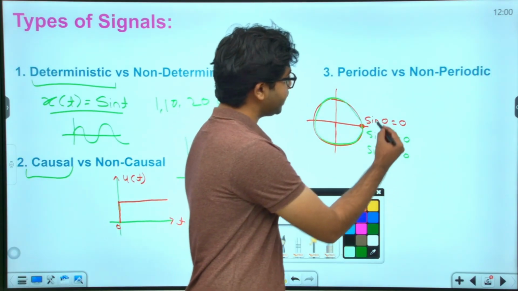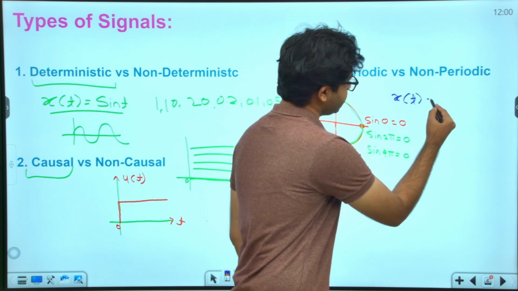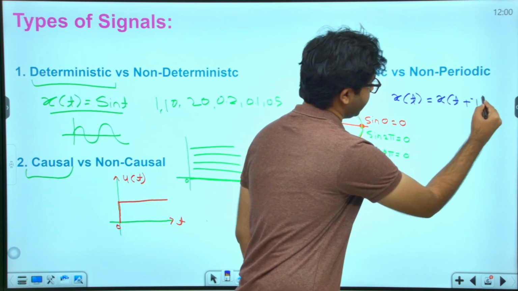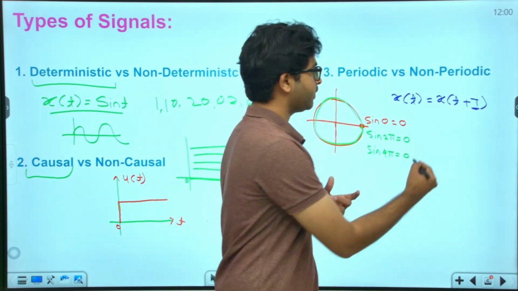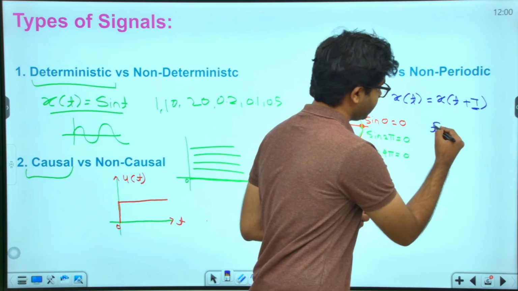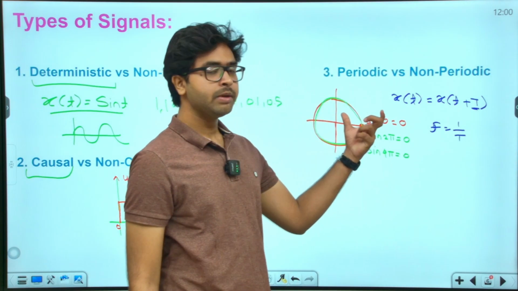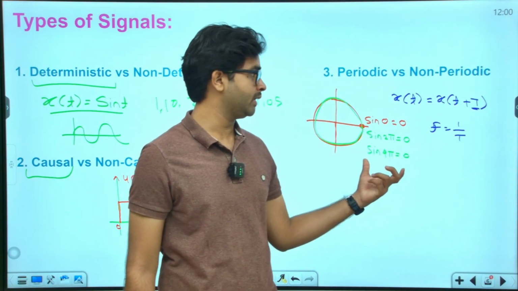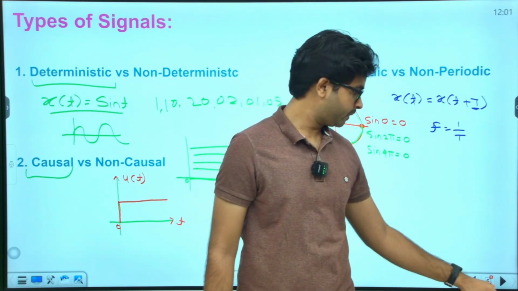We can also formulate it as x of t is equal to x of t plus capital T, where T is the fundamental time period. We can also calculate its frequency by f is equal to 1 by T. So this is periodic versus non-periodic, and a signal which doesn't follow this kind of notation is non-periodic.